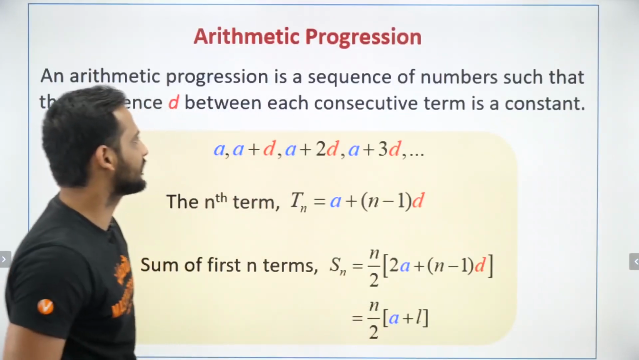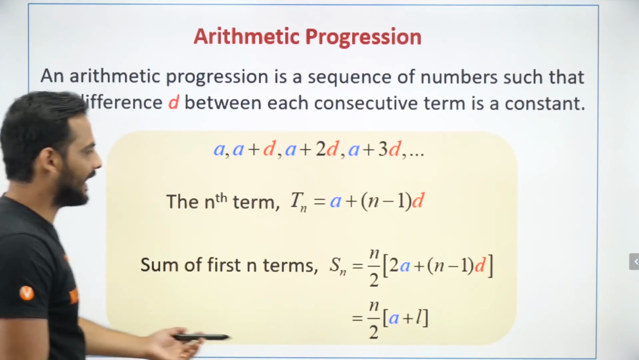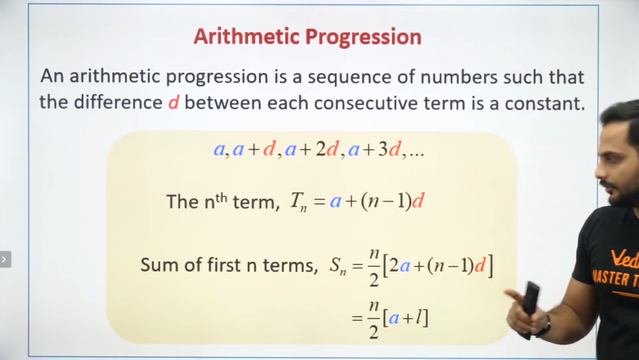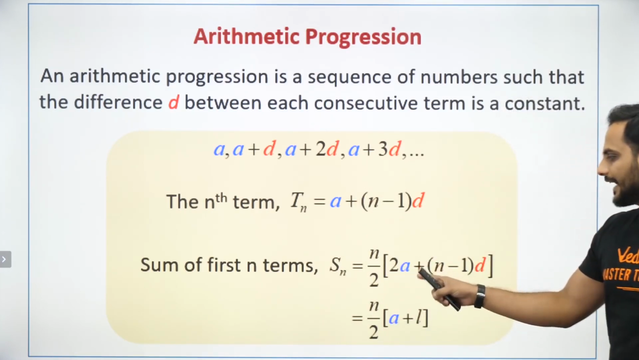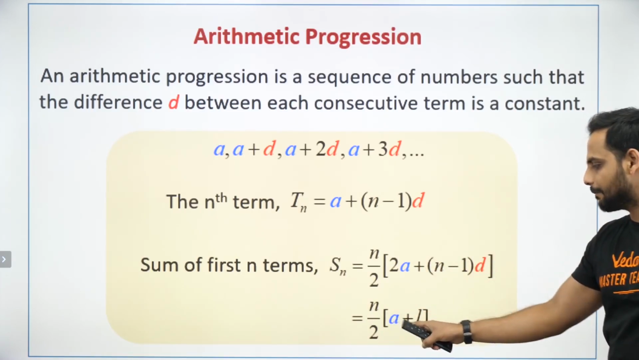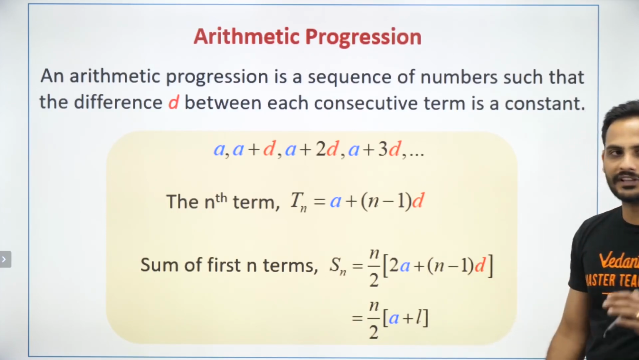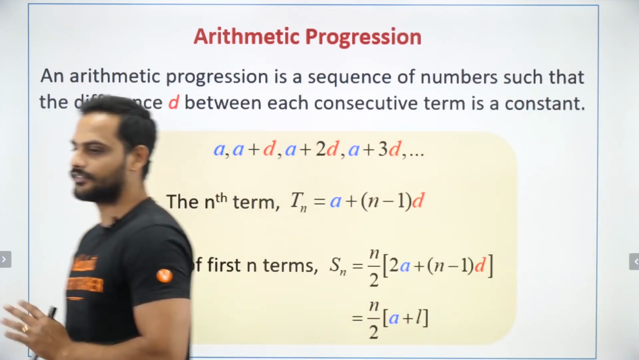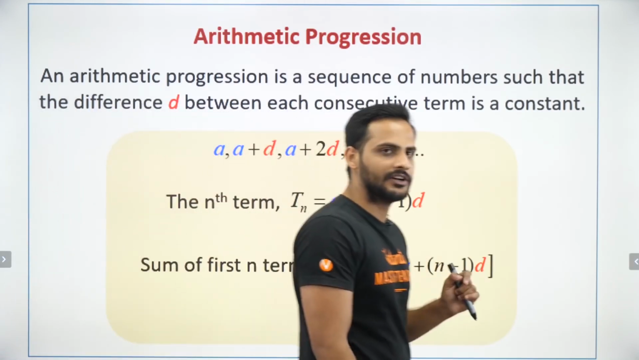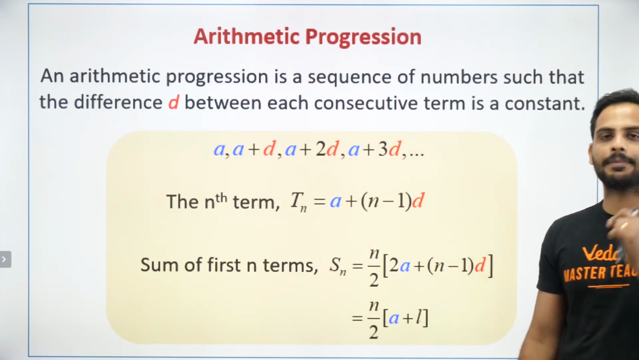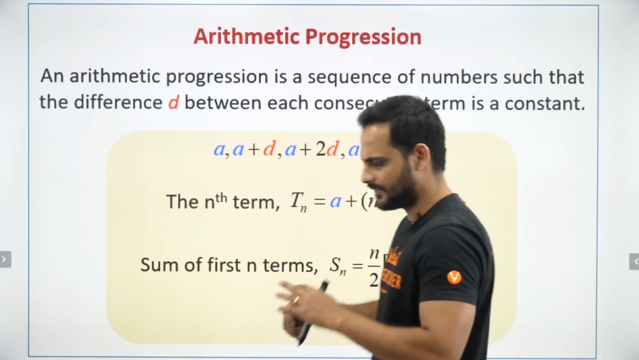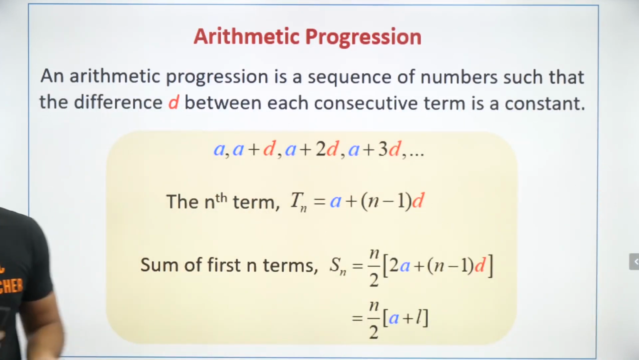Then comes the next part, which is the sum of an AP. If you add all of them, the general term formula I have told you, a plus n minus 1 into d. Sum of the terms formula is n by 2 into 2a plus n minus 1 into d. Also n by 2 into a plus l, where l stands for the last term. Both formulas are there. You can use either formula. So the sum of the first n terms will be n by 2 into 2a plus n minus 1 into d, or n by 2 into a plus l, where l is the last term, a is the first term, and d is the common difference. This is all the basic theory of arithmetic progression.